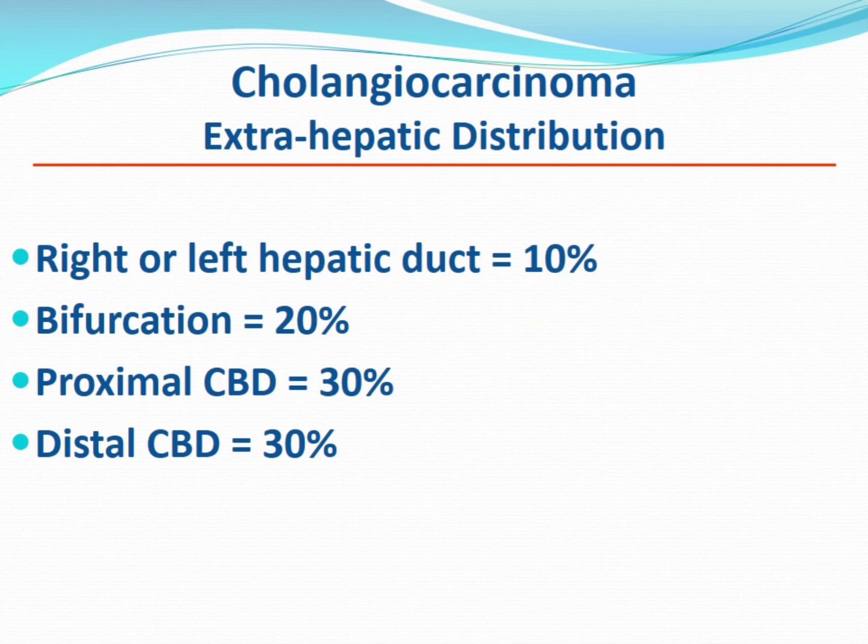The distribution of cholangiocarcinoma, as we have said before: 90% of cholangiocarcinoma occur in the extrahepatic distribution. In the right or left duct, about 10%, at the bifurcation 20%, the proximal CBD 30%, and the distal CBD 30%.